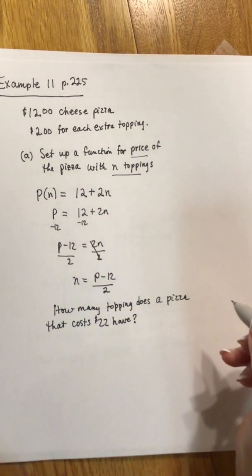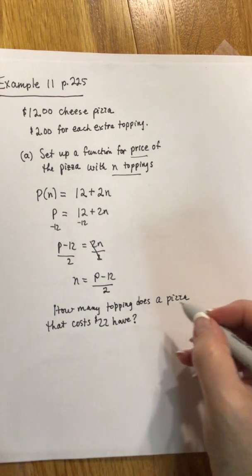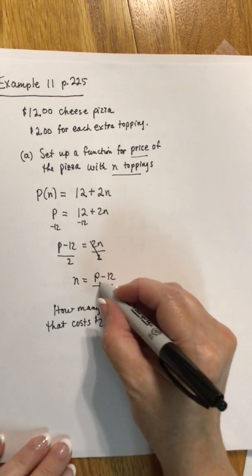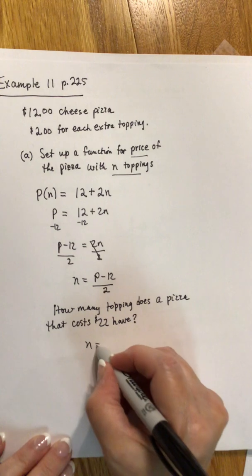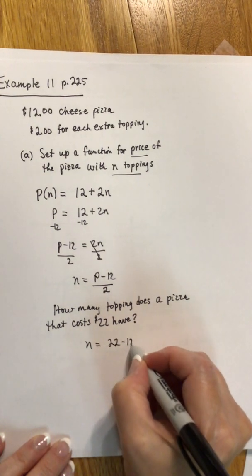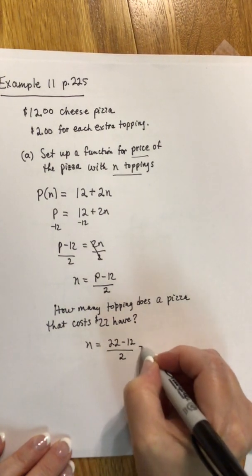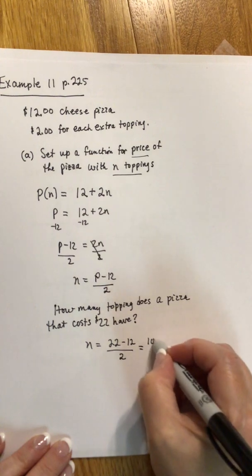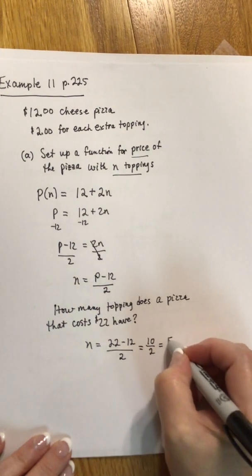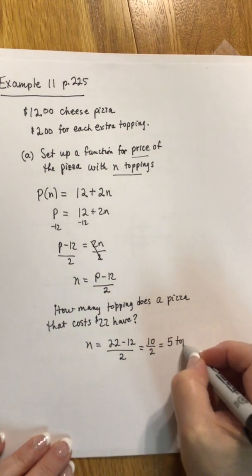So what did we say we're going to do with the $22? We said we're going to plug the 22 in for the price. So we get n equals (22 - 12) over 2. This gives me 10 over 2, which gives me 5. So my number of toppings that I have is 5.